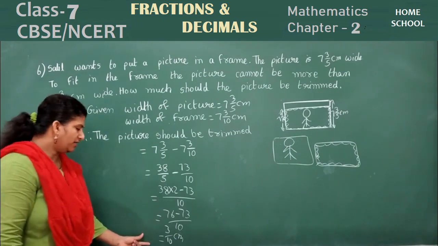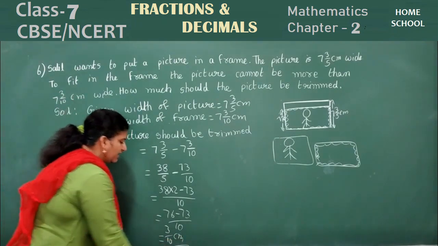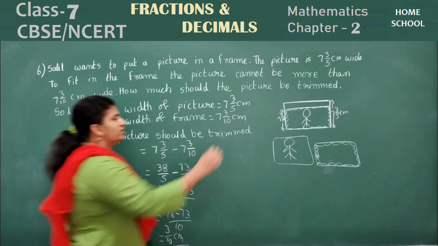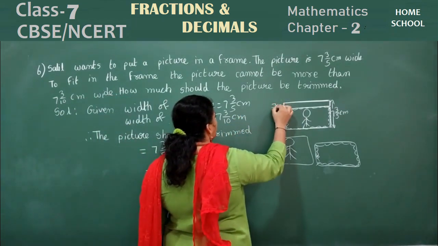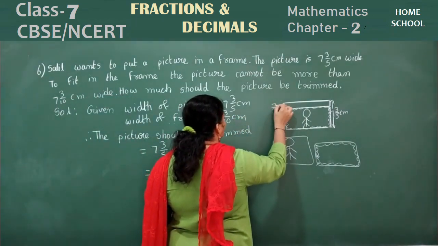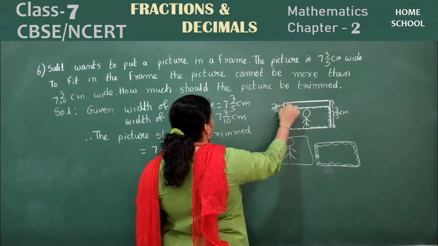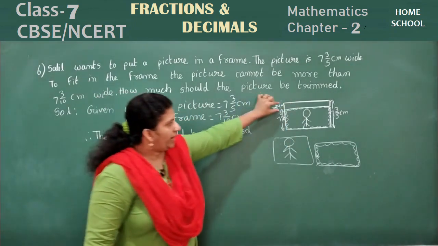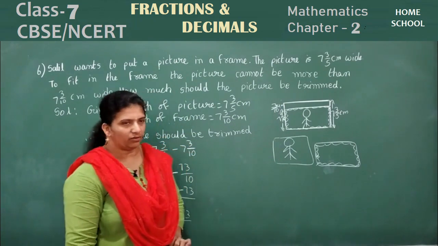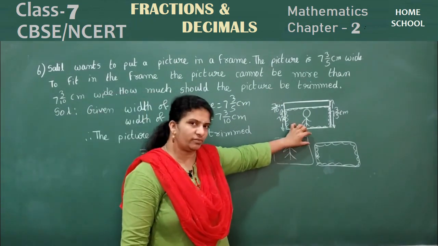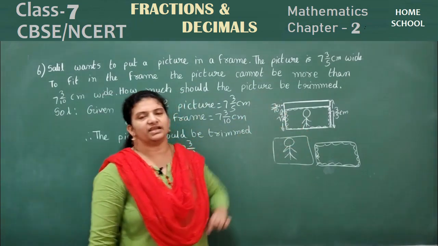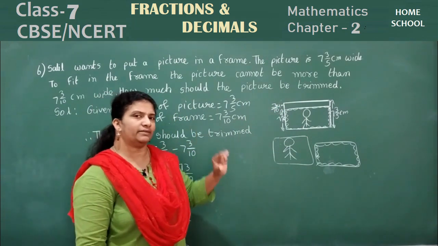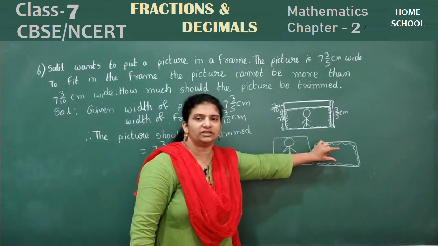So, look here children. Finally, what's your answer here? Therefore, 3 by 10 centimeters width, it should be trimmed out. In the picture, how much should be trimmed? 3 by 10 centimeters. The picture should be trimmed in order to fit the picture in the frame.